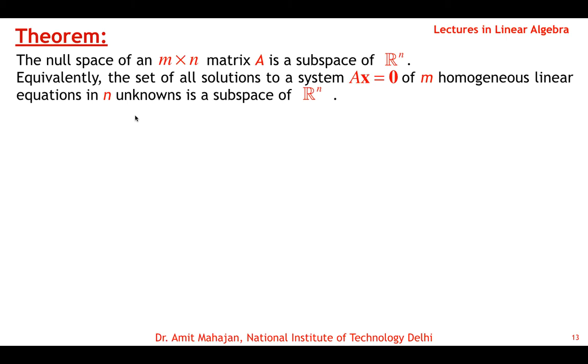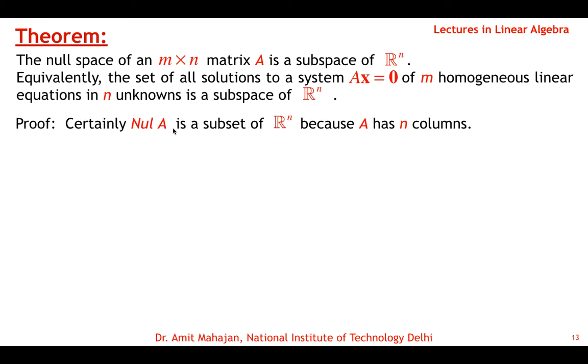Okay, so the proof: certainly the null space of A is a subset of Rn because A has n columns, which equivalently means that x is a vector of Rn, because the number of columns times the x vector, that multiplication has to be defined. So the null space of A is definitely a subset of Rn, and to prove it is a subspace we need to prove three properties. The first is that the 0 vector belongs to the null space of A. The second, for any two vectors in the null space of A, the sum is also there, and the third, for any vector u, c times u is also there.